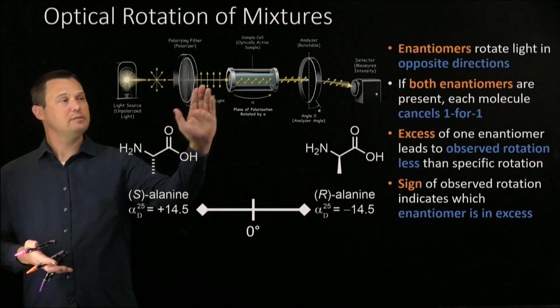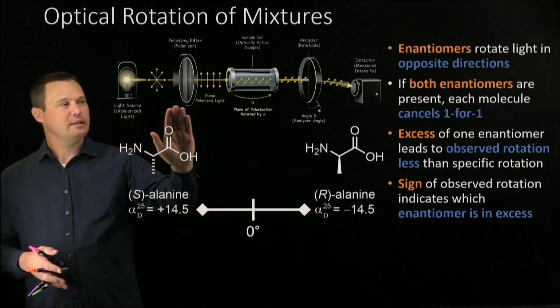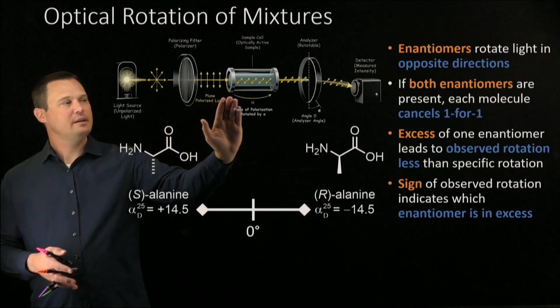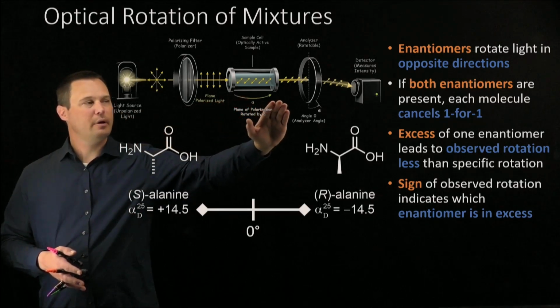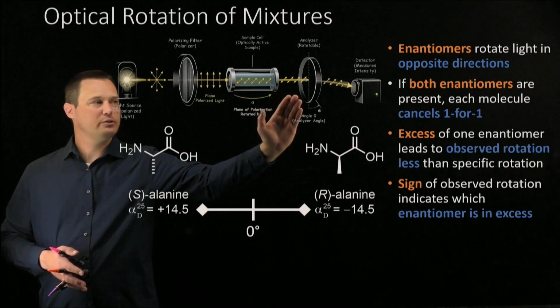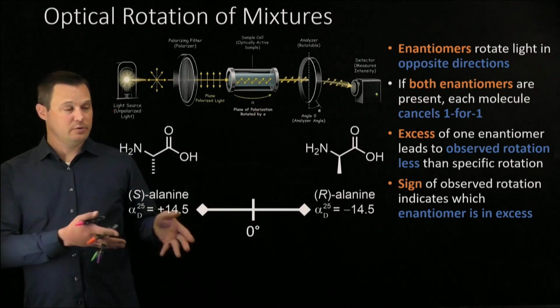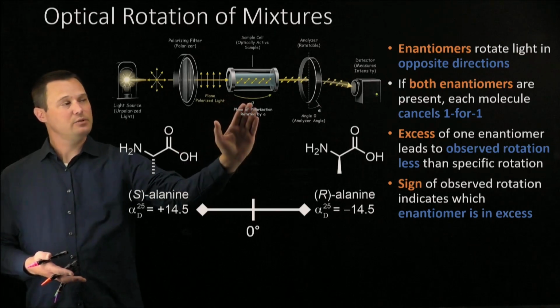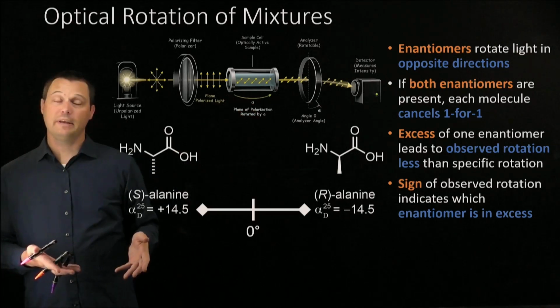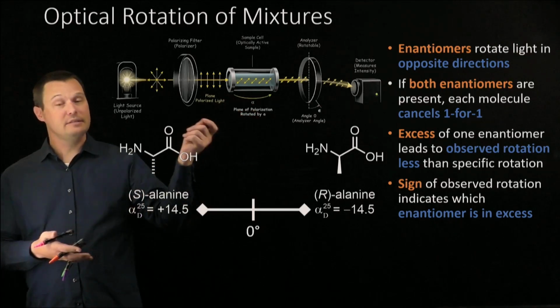Instead, remember the cancelization principle. As the plane polarized light passes through the sample, every S enantiomer of the molecule rotates the light in the clockwise direction, and every R enantiomer of the molecule rotates the light in the counterclockwise direction, the same magnitude. An observed rotation of 0 suggests that every clockwise rotation was exactly canceled by a counterclockwise rotation, which should only happen if the R and S enantiomers are present in equal amounts.